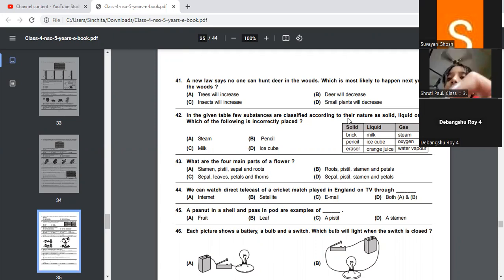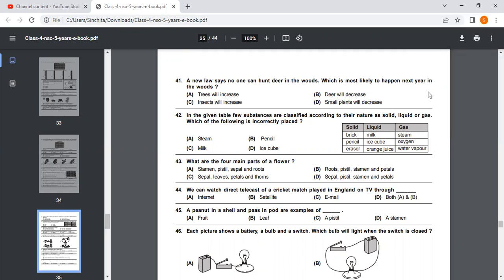Very good. What is the meaning of this question? This question means a new law says no one can hunt deer in the woods. We all know that we cannot hunt wild animals in the forest. Which is most likely to happen next year in the woods? If we don't follow the law and hunt deer in the woods, then what will happen next year in the woods?